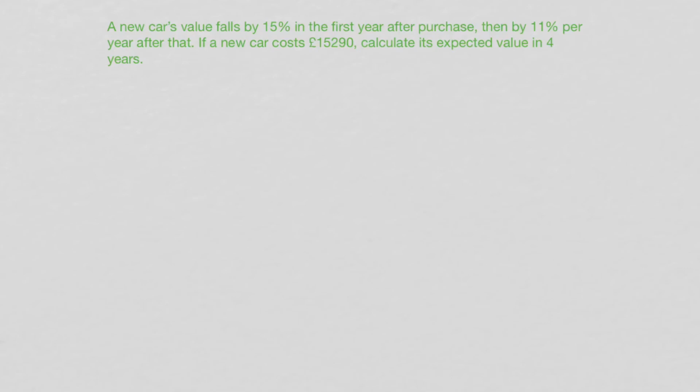Okay, so if we're falling by 15%, we've got 85% left. So our multiplier there is 0.85. If we're falling by 11%, that gives us 89% left. So our multiplier is 0.89.